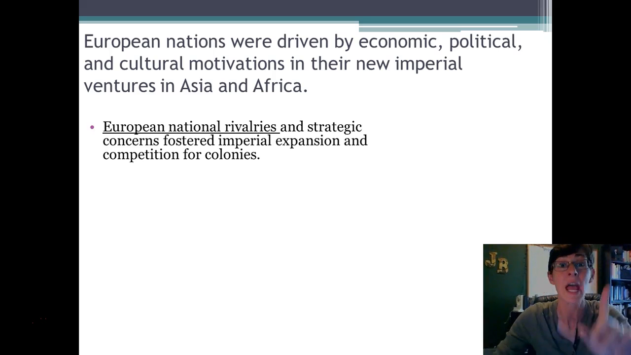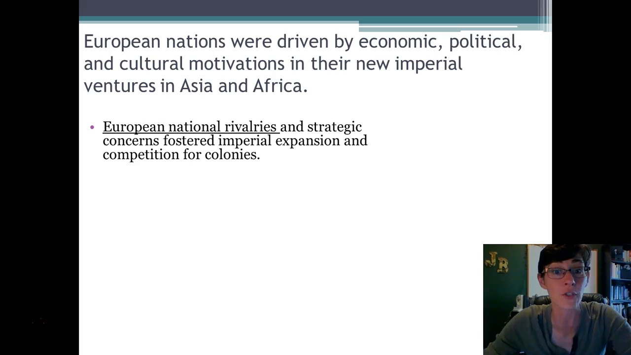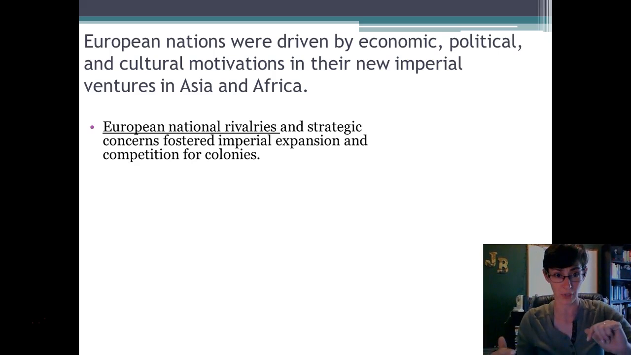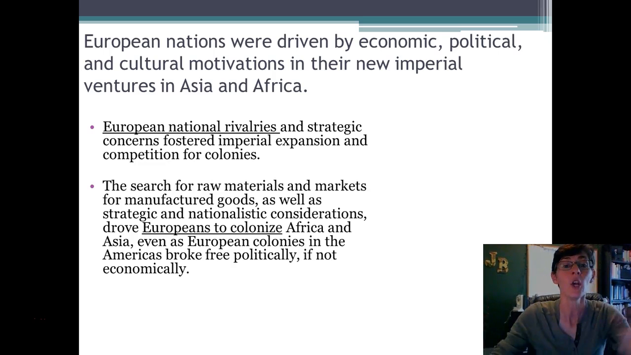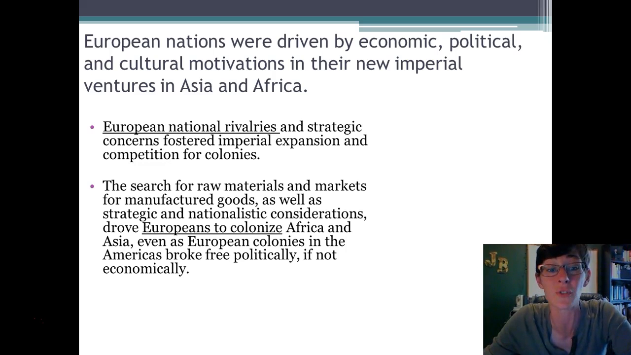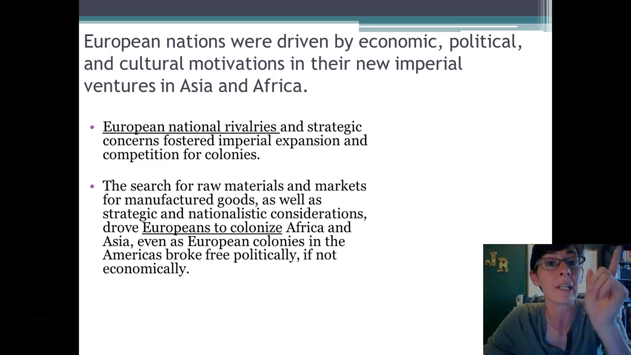European national rivalries and strategic concerns fostered imperial expansion and competition for colonies. So now we're sort of bouncing back into the age of exploration in terms of competition and issues with strategy and, of course, an increase in colonization. The search for raw materials and markets for manufactured goods, as well as strategic nationalistic considerations, drove Europeans to colonize Africa and Asia, even as European colonies in the Americas broke free politically, if not economically.